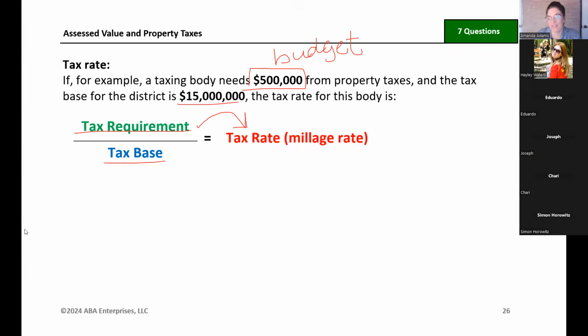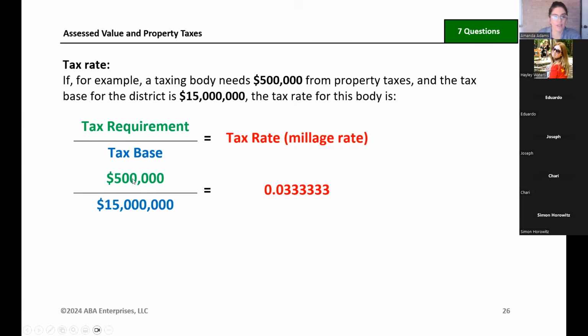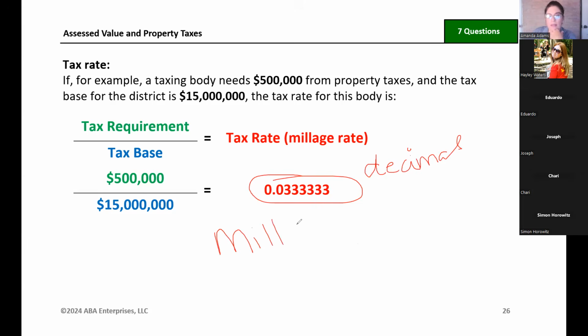It's a little different from division, right? All right, so 500,000 divided by 15 million is 0.0333. Okay. But guess what that is, you guys? That's a decimal, isn't it? That's a decimal. And we either want our tax rate to be in mills or dollars per 100. Dollars per 100. That's how we want our tax rate to be expressed.